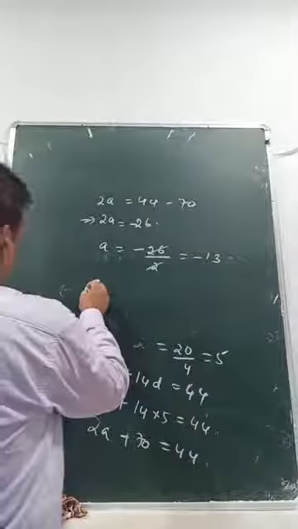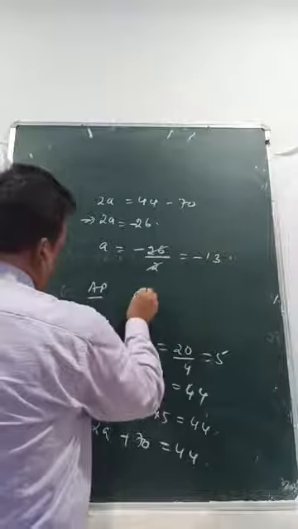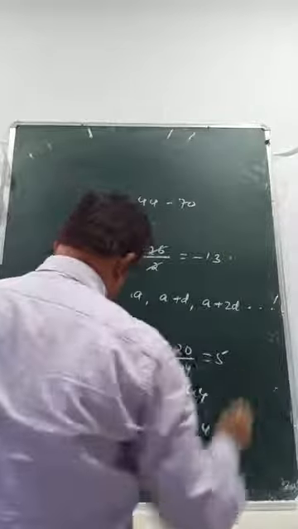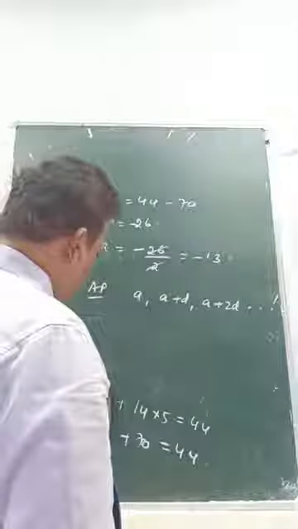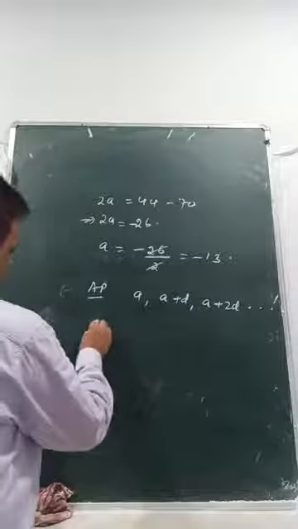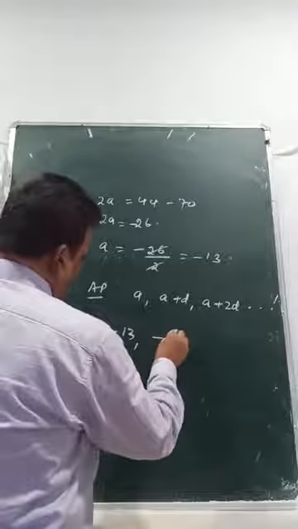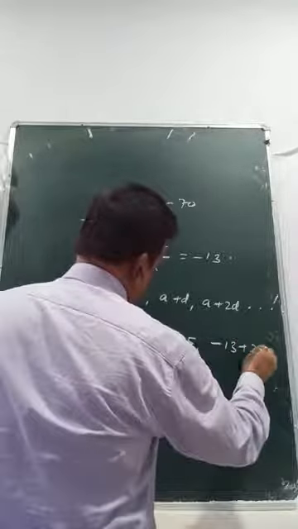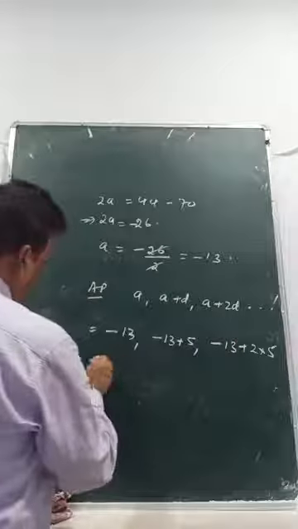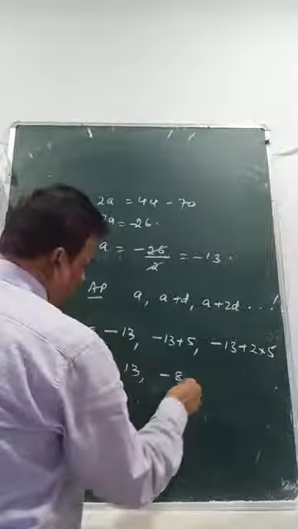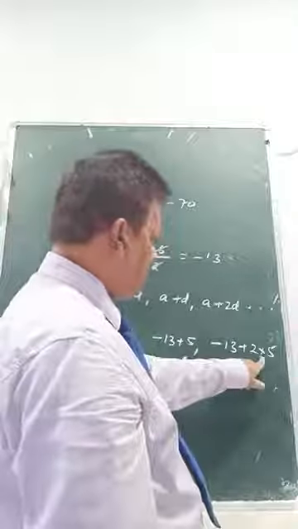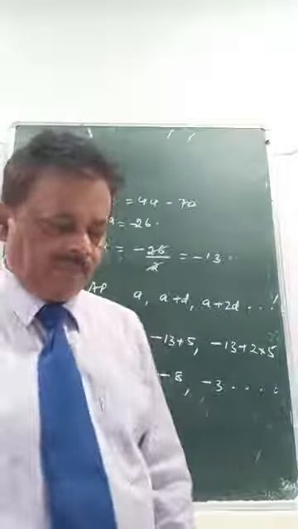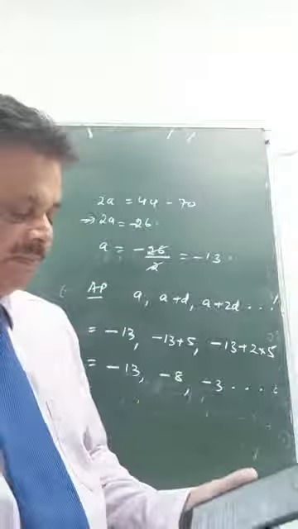So what is the AP? A, A plus D, A plus 2D, like this. So minus 13, minus 13 plus 5, minus 13 plus 2 into 5. Minus 13, minus 8, and minus 13 plus 10 is minus 3. Okay. See the next one.